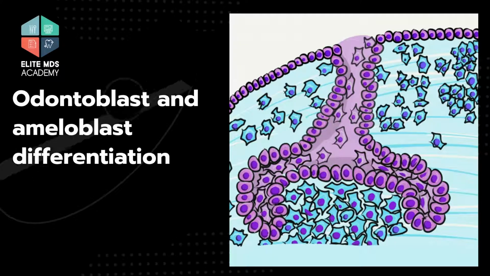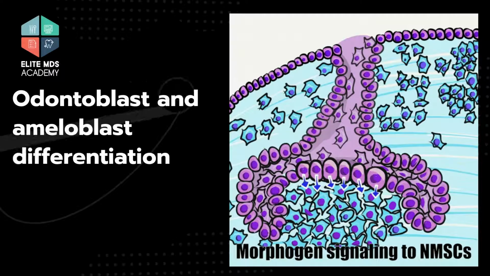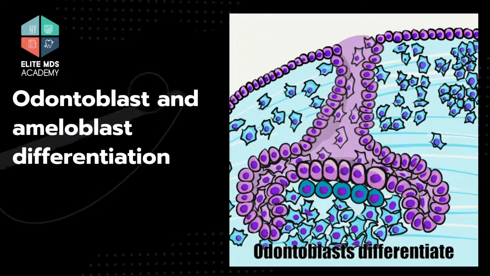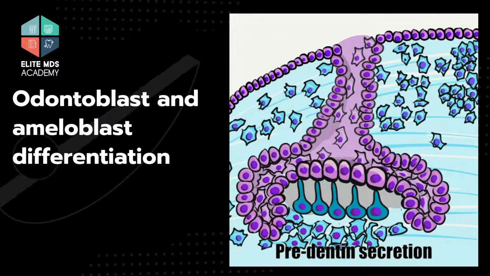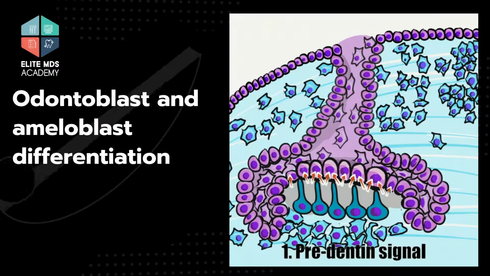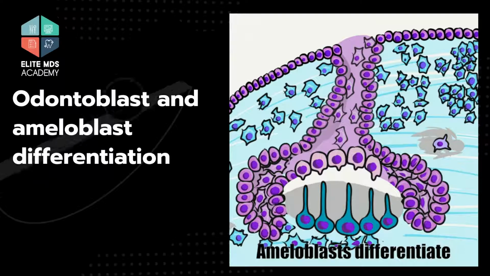Animated representation of odontoblast and ameloblast differentiation, including the induction signals, red arrows, for each process, during the bell and crown stages of tooth development.